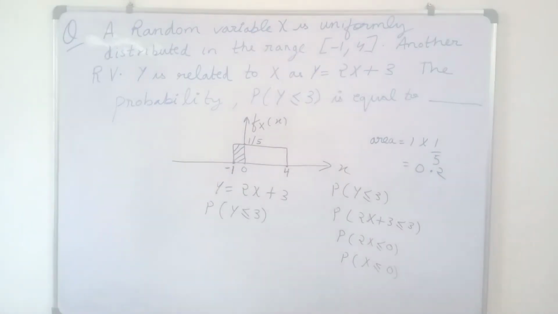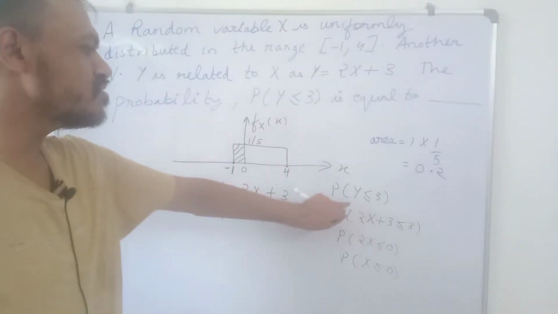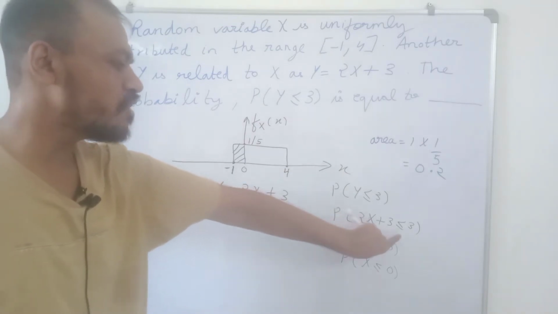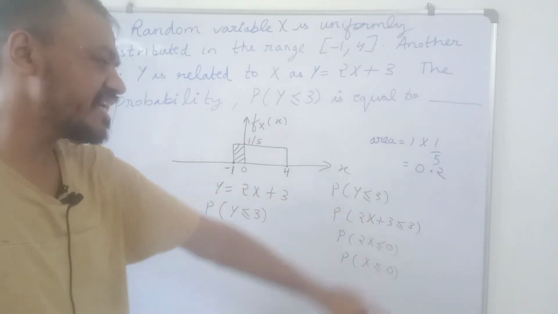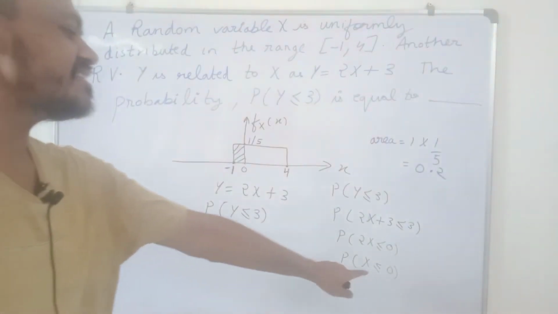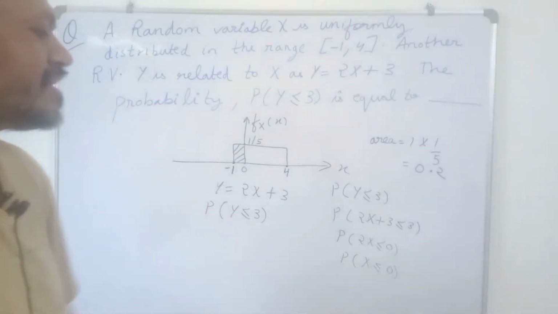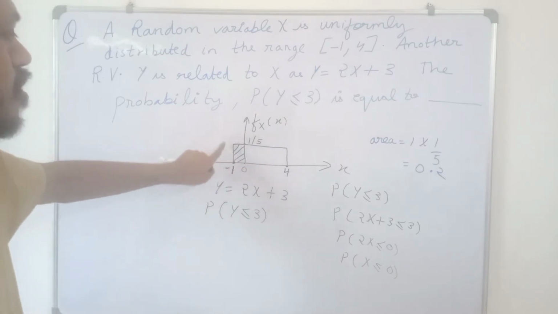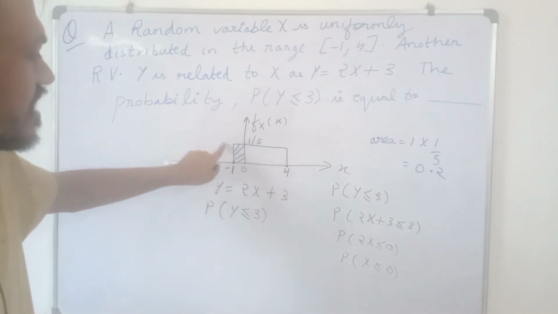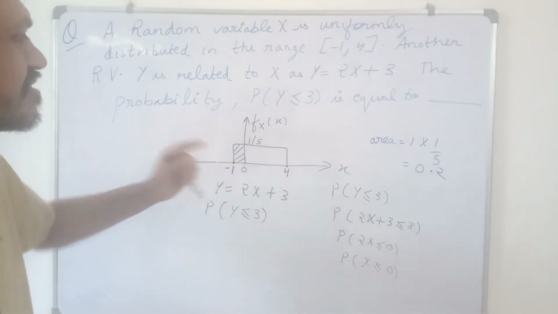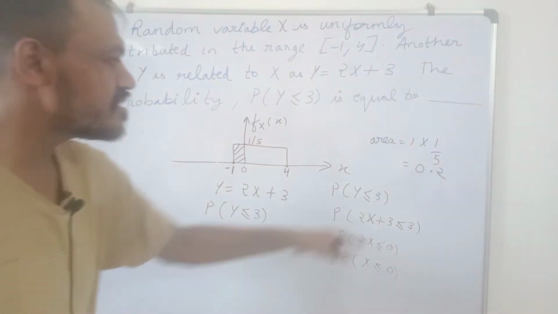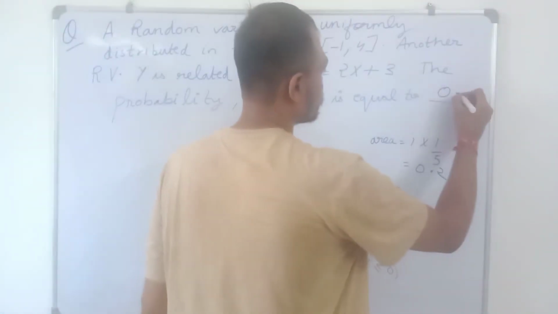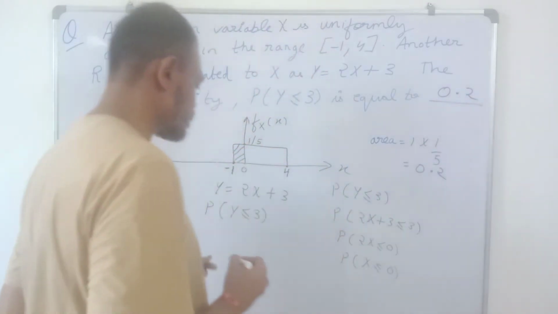So the answer for probability of y is less than or equal to 3: in place of y we substituted 2x plus 3, so 2x plus 3 is less than or equal to 3. The 3 and 3 get cancelled, so 2x is less than 0. So we had to find the probability of x is less than 0, which means finding the area of the rectangle from -1 to 0. Its area is 1 into 1 upon 5, so 0.2. So this is the first method.